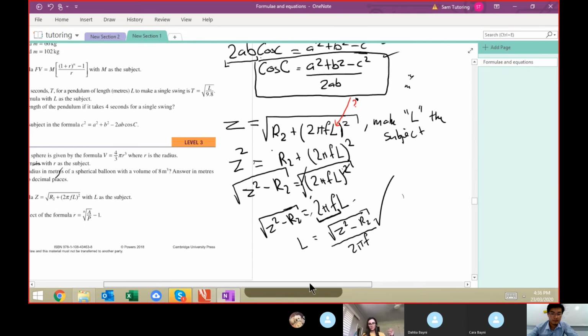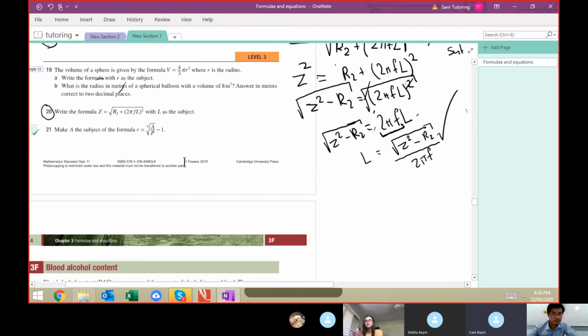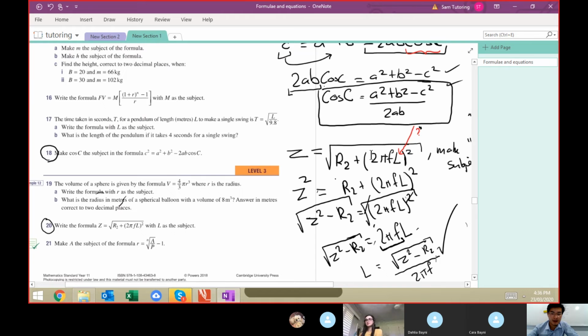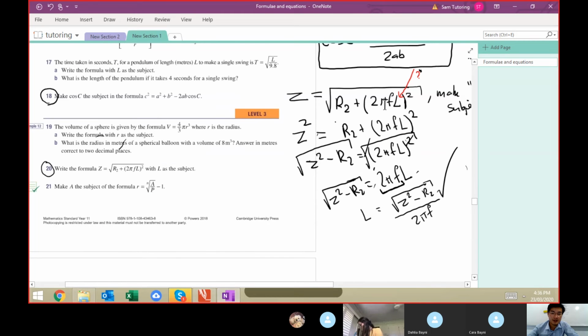Was that hard? It's a little bit challenging because you have all these powers and letters and stuff, but the idea is the same. You always have to worry about moving contents across to the other side. It's like removing layers, one layer at a time.